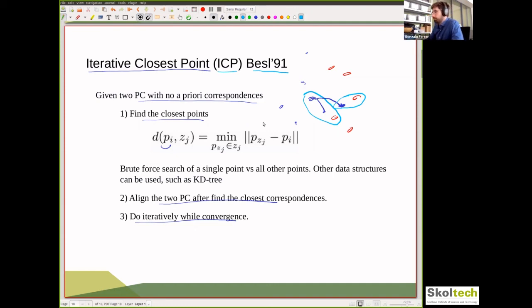Okay, there's nothing else for today. It was kind of, well, a mixture of a little more of SE3 and this point cloud alignment.